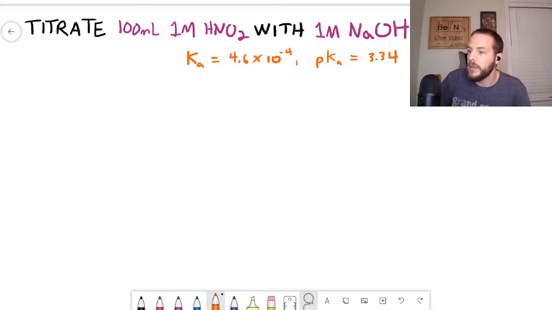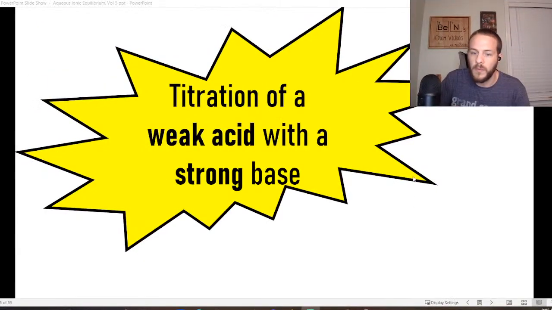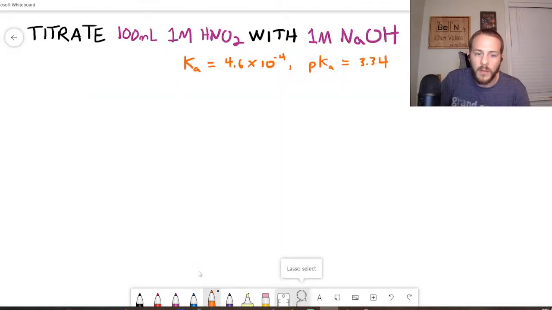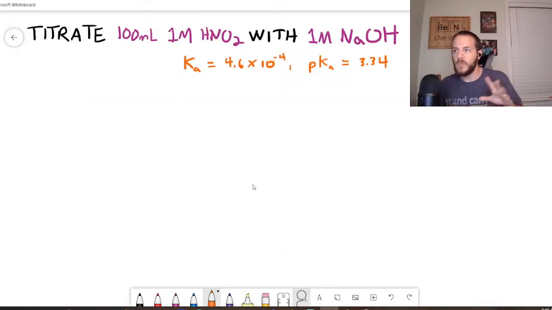So the problem is, where is it? There it is. Okay, so here's the problem. We're going to be doing a titration curve for the titration of 100 milliliters of 1 molar nitrous acid, HNO2, which is a weak acid, of course. We're going to be titrating that with 1 molar sodium hydroxide.